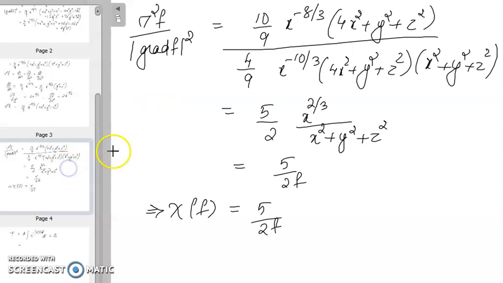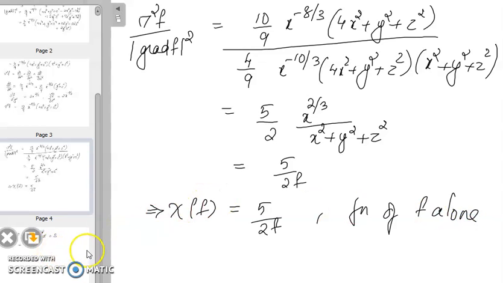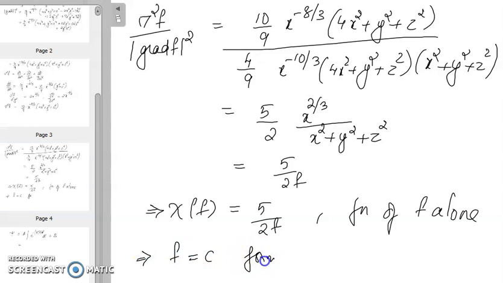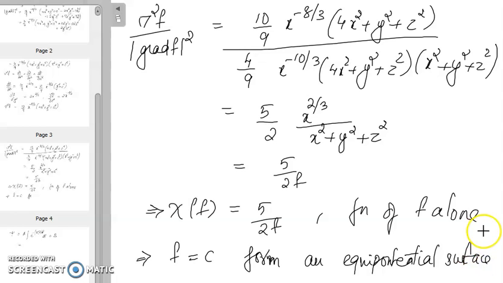അപ്പം നമുക്ക് കിട്ടിയത് ഇതാണ് chi of f എന്ന് പറയുന്ന function of, so this is a function of f alone. So therefore we can form an equipotential. So therefore f equal to c forms, so that will form an equipotential surface. So that was what we are asked to prove in the first part.